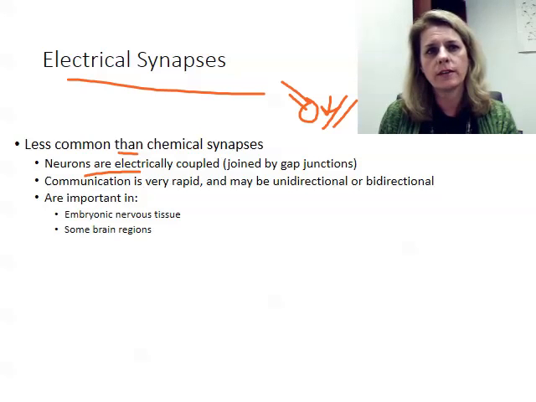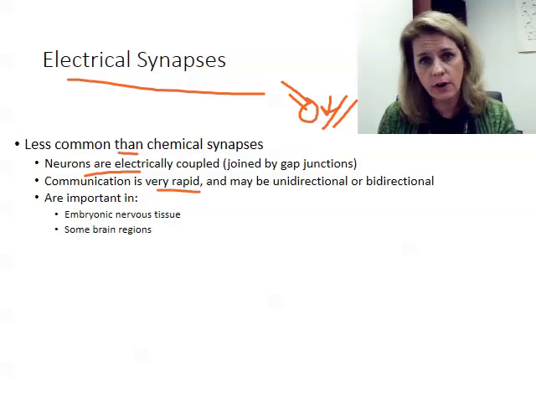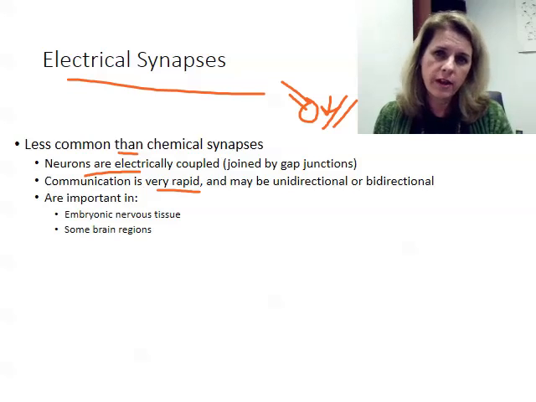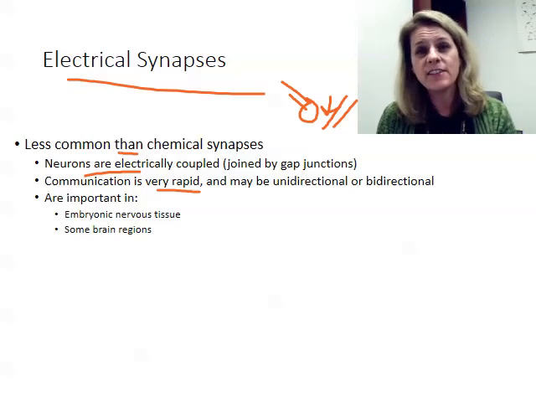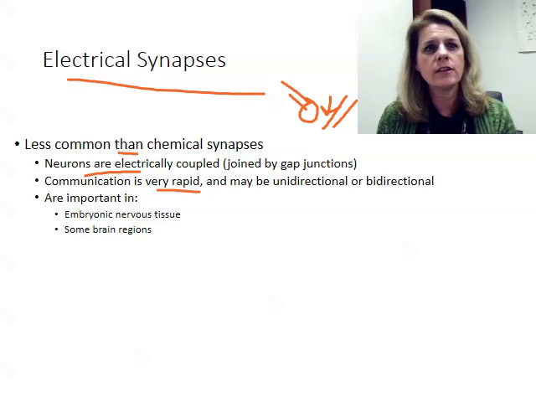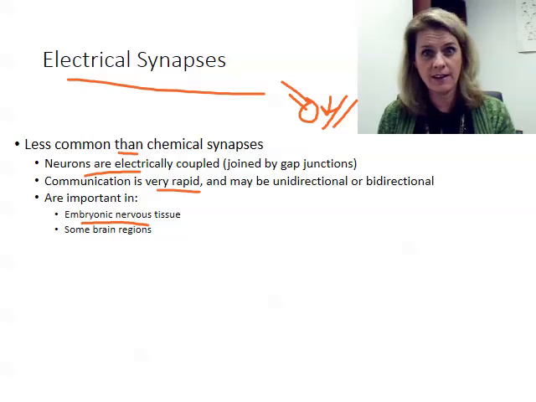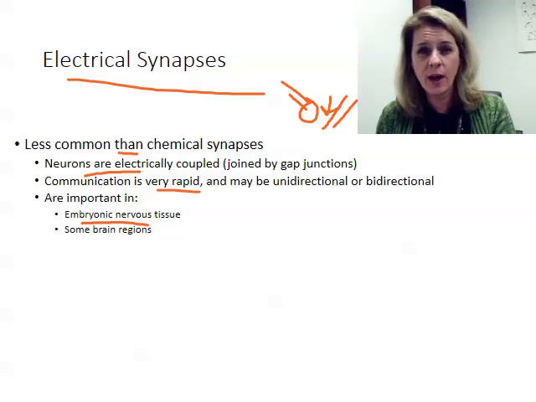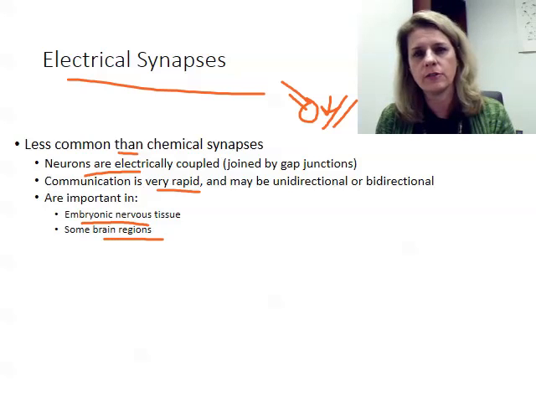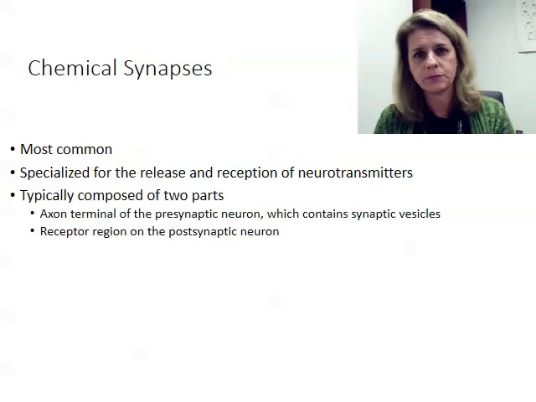And these are really important because it's really fast. You don't have to wait for the neurotransmitter to be released and to diffuse across the synaptic cleft and bind to a receptor and open a channel and then cause something to happen. This is just really quick. And you're going to see it in embryonic nervous tissue, which makes a lot of sense because this is early development and you don't really have all your stuff yet to make a synapse. It's very complicated. You don't have everything in place yet. And then parts of your brain use these electrical synapses. But most of our synapses are chemical synapses.